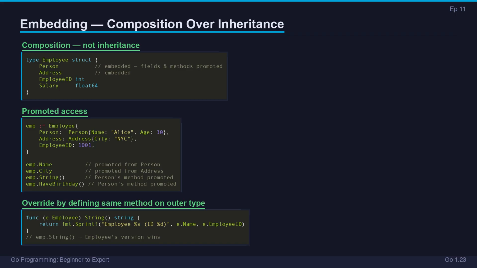Embedding is not inheritance. Employee is not a Person. You can't pass an Employee where a Person is expected. Embedding is purely about code reuse through delegation.